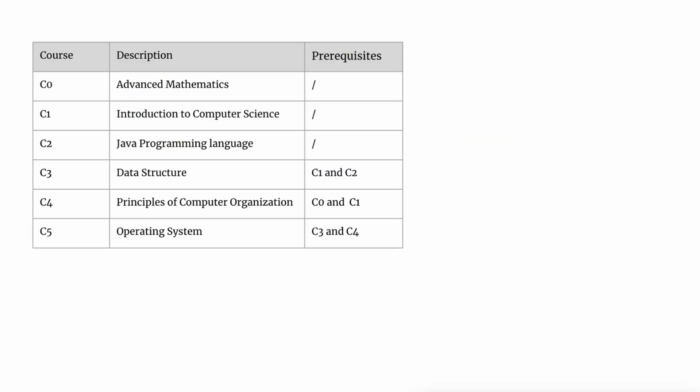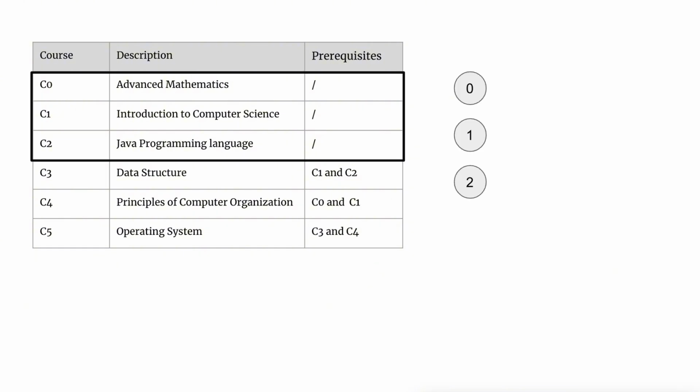As a fresh-faced college newbie, I'm faced with a list of courses and their prerequisites like this. I cannot immediately enroll in C5 Operating System, because it requires completing C3 Data Structure and C4 Principles of Computer Organization first. How should I plan my course selection?